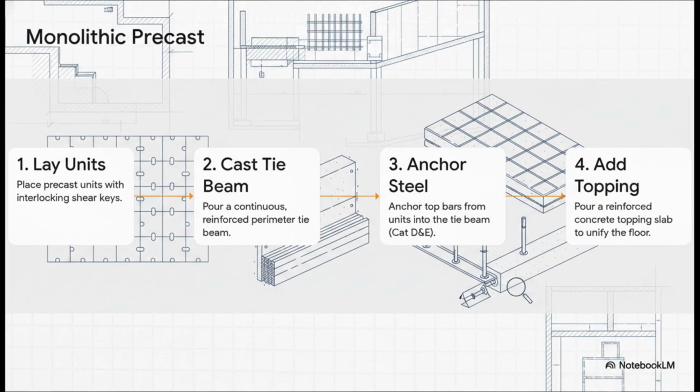So let's just walk through how this is done on site, because the process itself is a masterclass in integration. First, the precast units are laid down. Second, that all-important perimeter tie beam is cast, locking them in place. Third, in those high-risk zones, the steel from the units is physically anchored into that new beam. And finally, a layer of reinforced concrete topping is poured over the whole thing. It's this systematic four-step process that turns a floor made of separate pieces into one single monolithic, strong diaphragm.